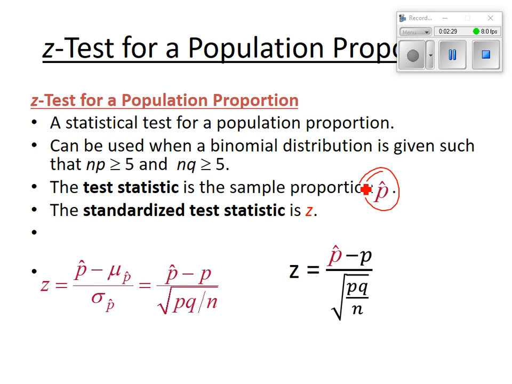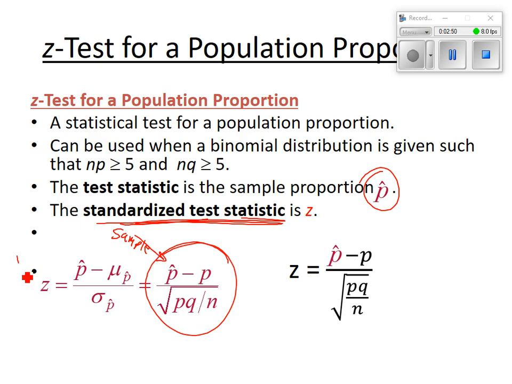Your z, your standardized test statistic, that's what we've been finding this whole time. The way we're going to find it now is by using this formula: p hat minus p. P hat, remember, comes from the sample. And the key thing on this whole slide is this formula. The p comes from probably your H0 or your HA. It comes from what the original statement is.